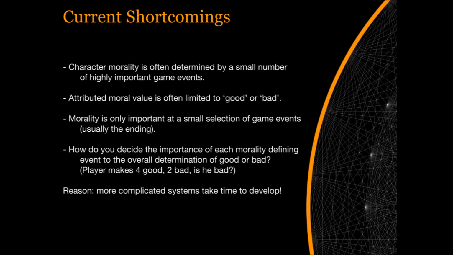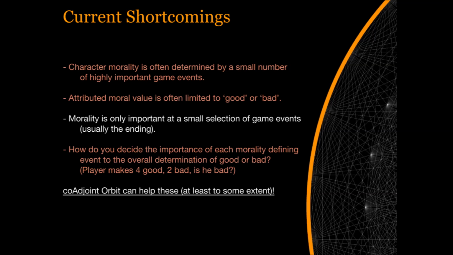The reason for all these shortcomings is not because developers don't want to do this, it's mainly because such systems are often difficult to implement and further take time and money. Now hopefully I'll demonstrate with this video that coAdjoint Orbit can help reduce the problems of 3 out of 4 shortcomings I've just described. The only one we can't help is about the number of game events that moral decisions have impact on, which is simply determined by development time constraints.